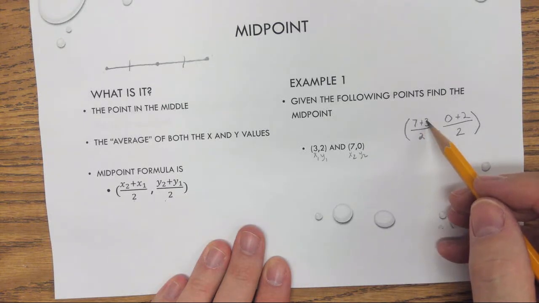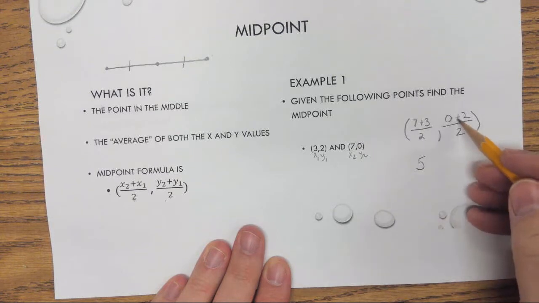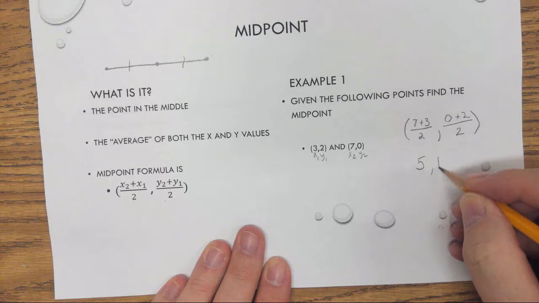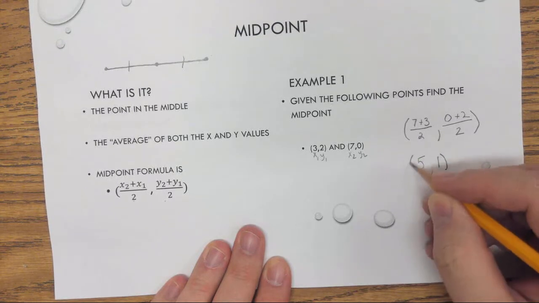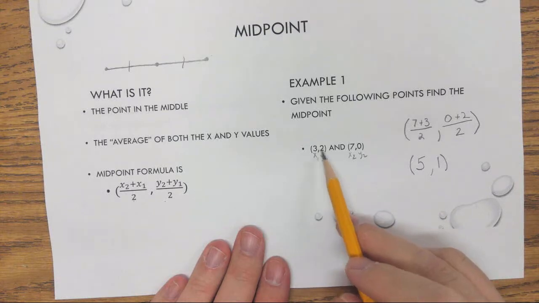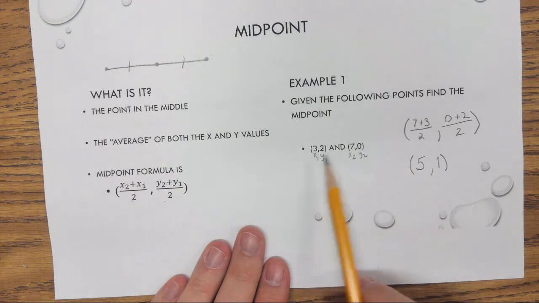7 plus 3 is 10. Divided by 2 is 5. 0 plus 2 is 2. Divided by 2 is 1. There is the midpoint of these two endpoints of this line segment. Okay, so that would be the point right in between these two.